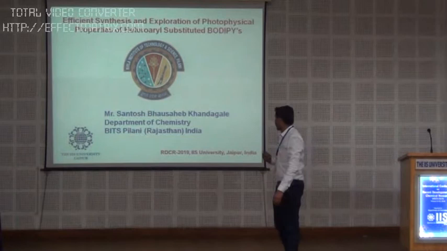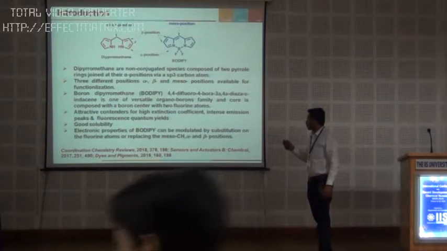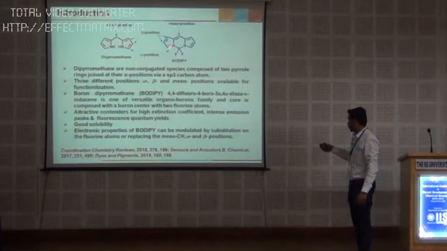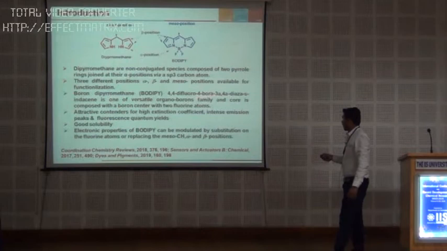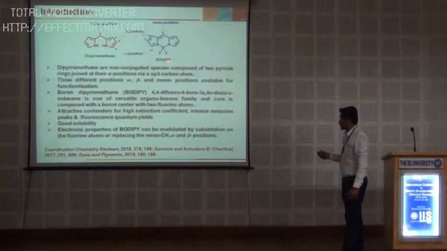Before that, I want to introduce BODIPY. What is BODIPY and dipyrromethane? Dipyrromethane has two pyrrole units joined by an sp3 hybridized methane group, and BODIPY is the boron complex analog of dipyrromethane. It is a separate class from dipyrromethane and the disaturated boron fluorides. For this boron complex, you can tune the electronic properties by using the active alpha position, beta position or meso position.